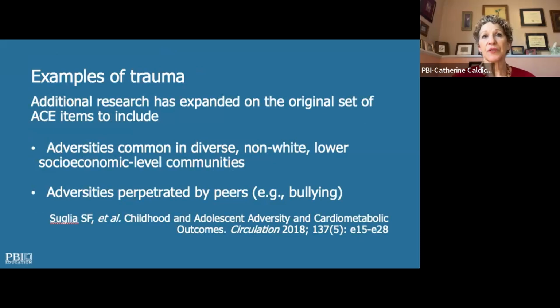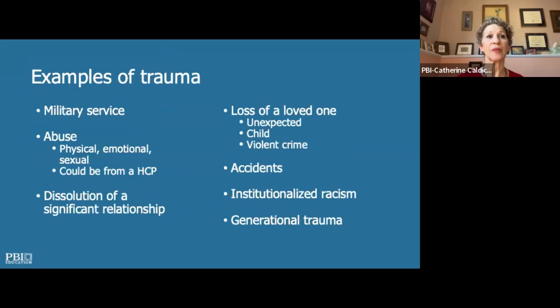There has been additional research that's expanded on the original set of the ACE items to include adversities common in diverse, non-white, lower socioeconomic level communities, and also adversities perpetrated not necessarily by family members, but by peers. So, for example, bullying. This reference is also on your handout. But there's trauma in adulthood as well.